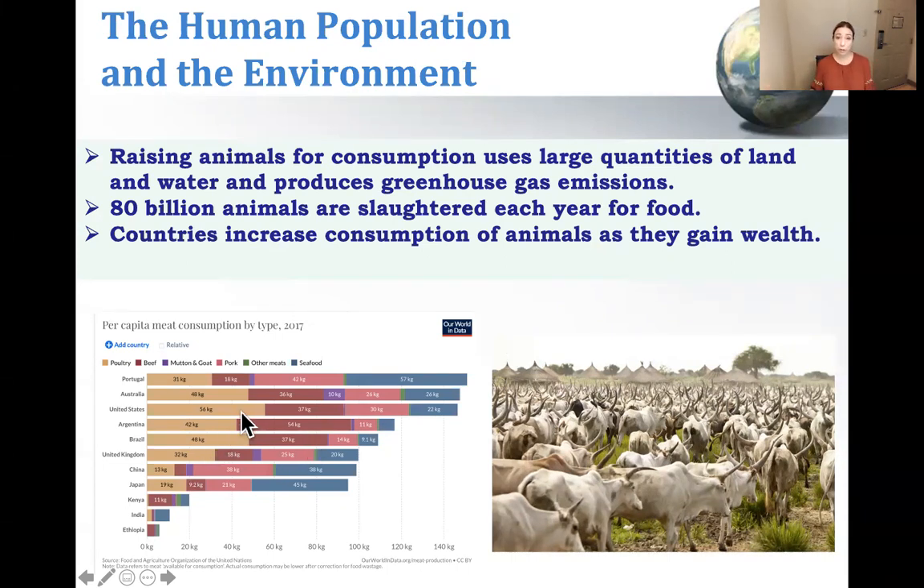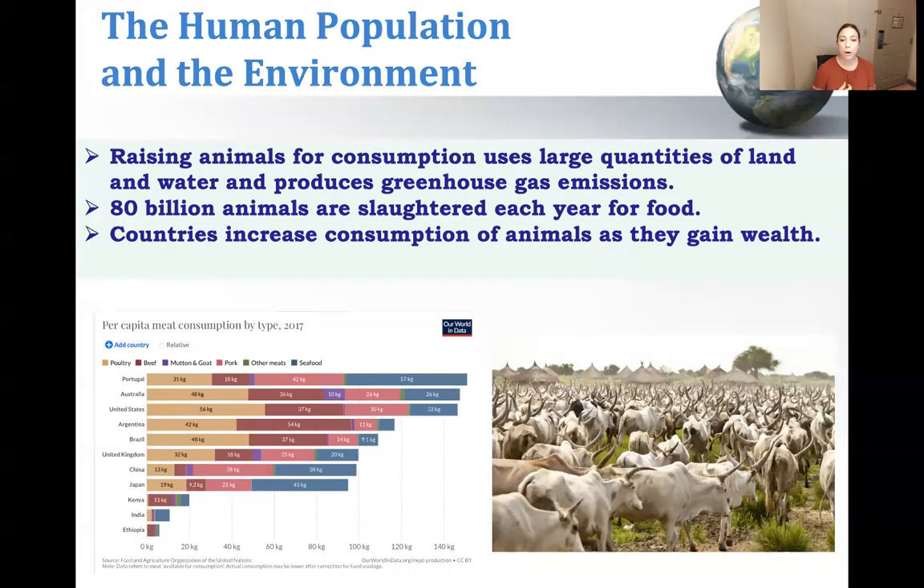Now, the US is almost the same as Australia. We consume a lot of poultry. So we have been shifting from red meat to like chicken and pork. And then I put on the graph, like Argentina, Brazil, China. So if you look here, China consumes far fewer animals than we do. And Kenya is way down there, India even less.